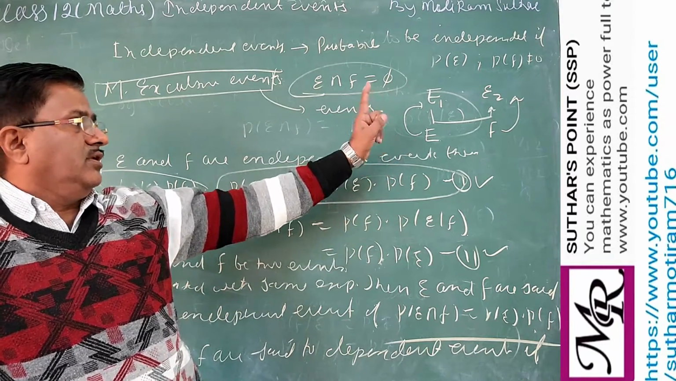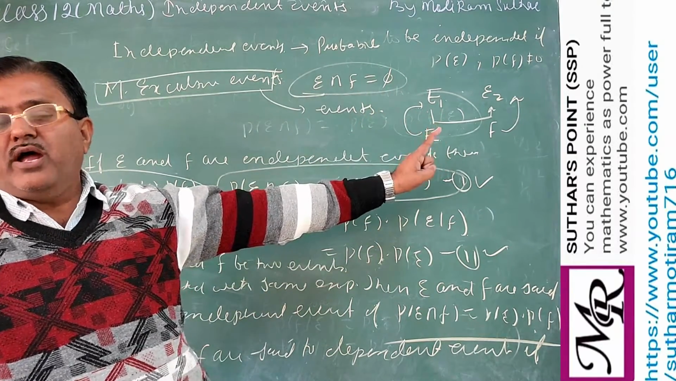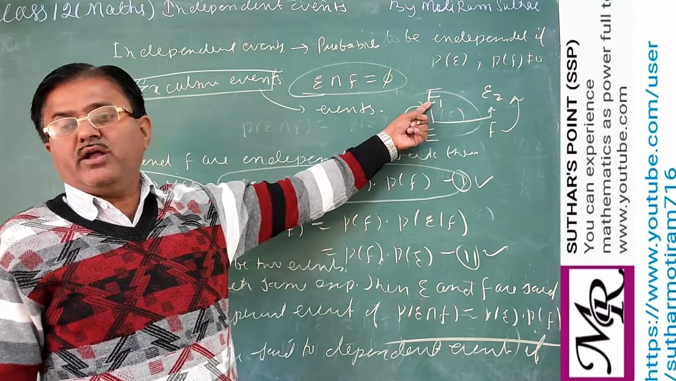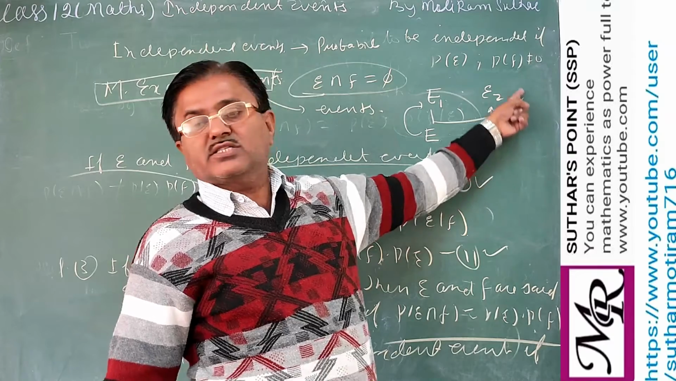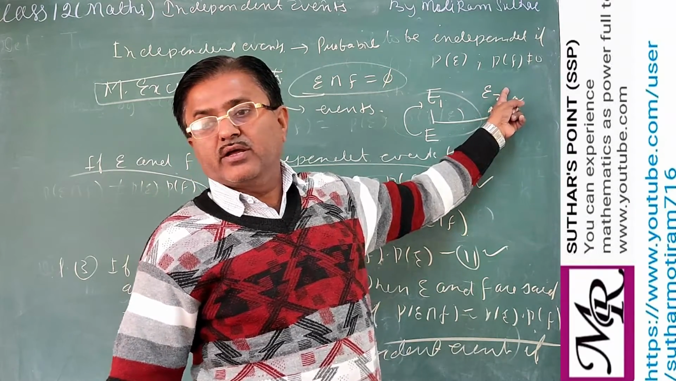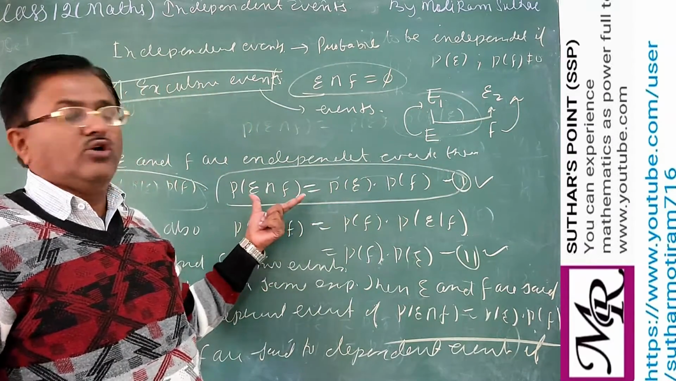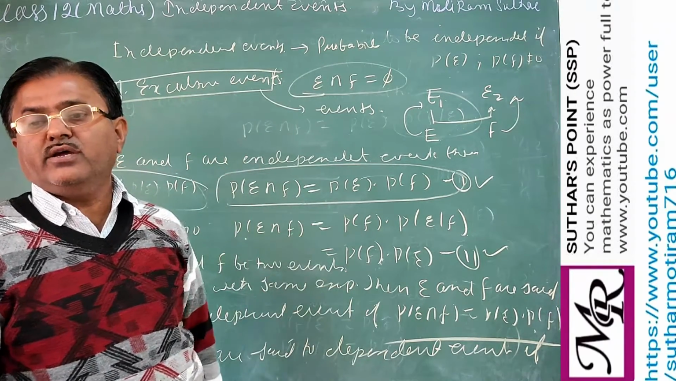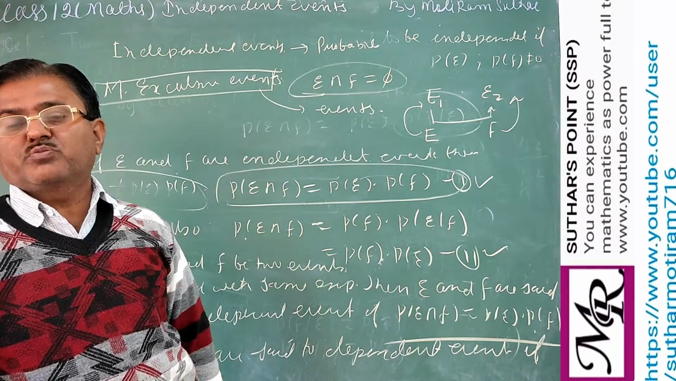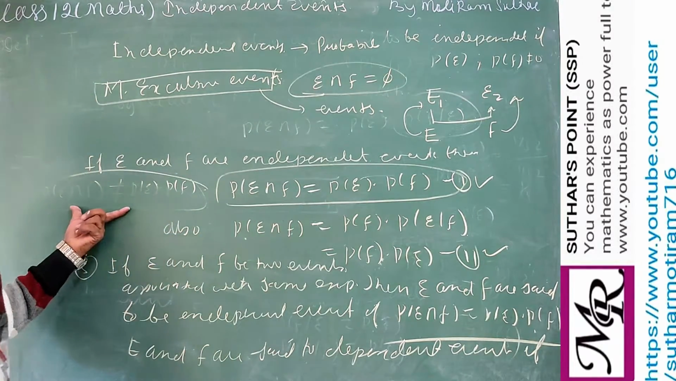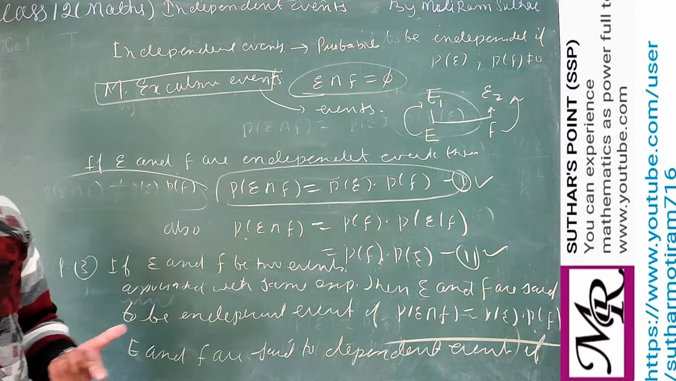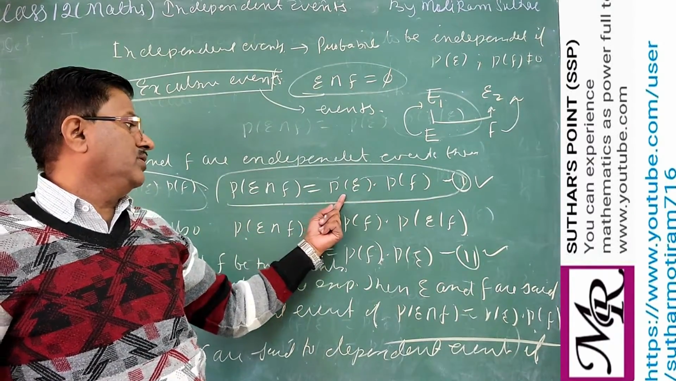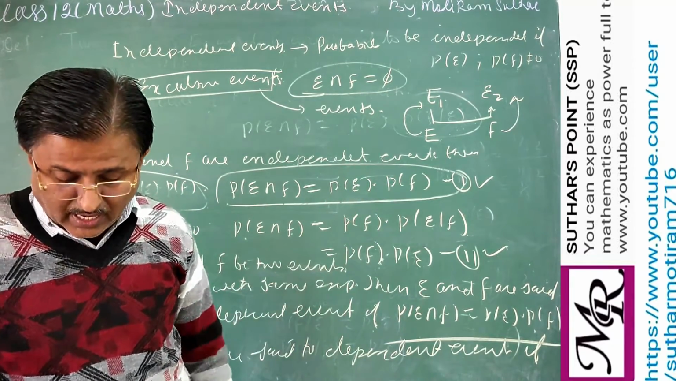If we are given E1 and E2 as two experiments, we consider event E with the first experiment and F with the second experiment. If this is true, then the experiments are independent experiments. Otherwise, they are dependent experiments. That means P(E ∩ F) should be equal to P(E) × P(F).